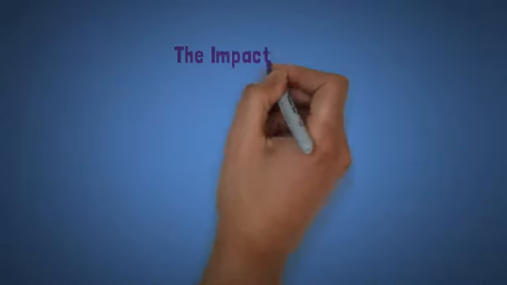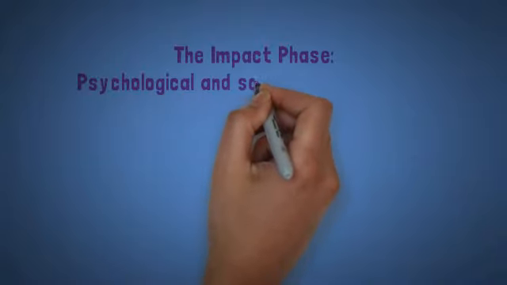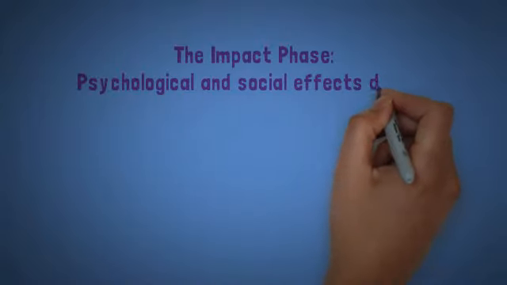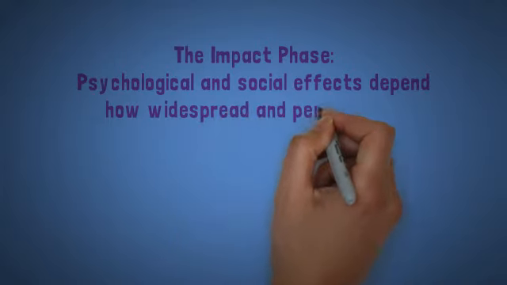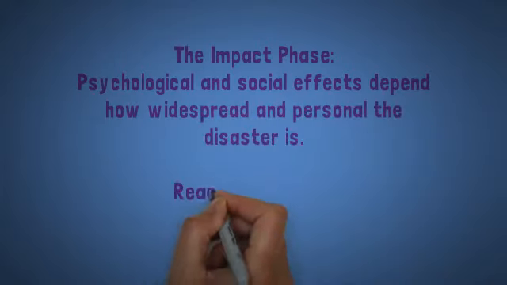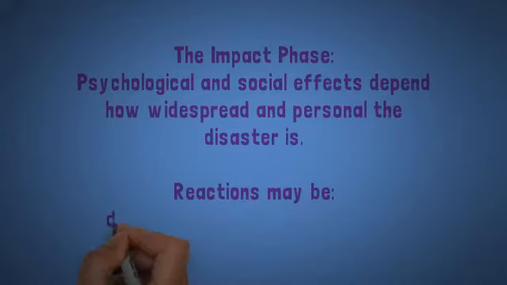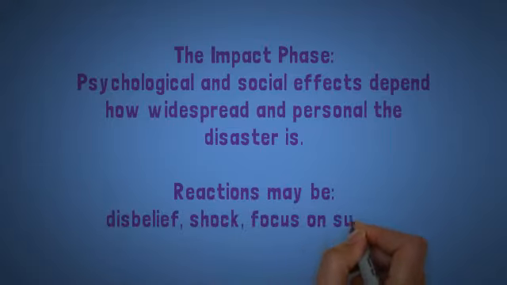During the impact phase, the psychological and social effects depend on how widespread the damage of the disaster is and how personal it is. COVID-19 is a worldwide pandemic, so the impact is pretty significant. Reactions may be disbelief, shock, and a focus on the survival of family and friends and a need for reconciliation if family members are in different locations.